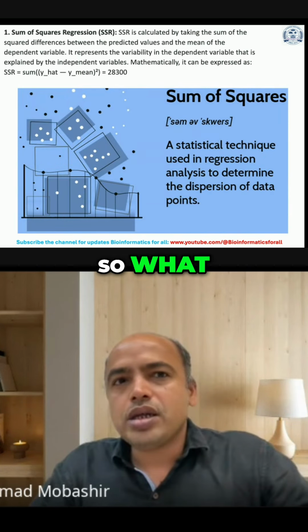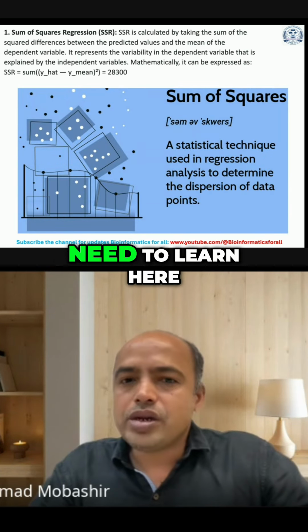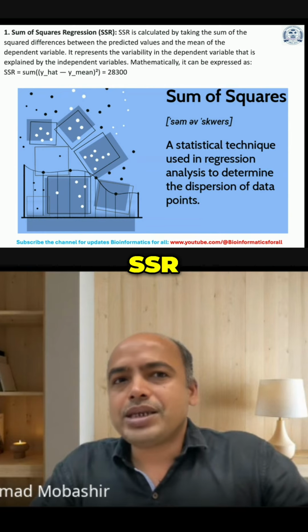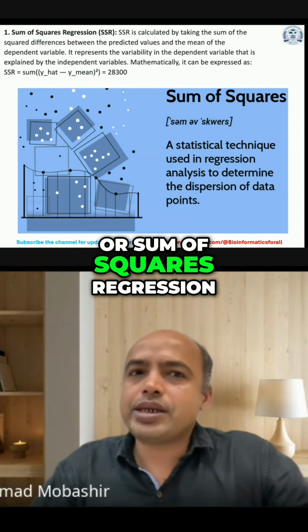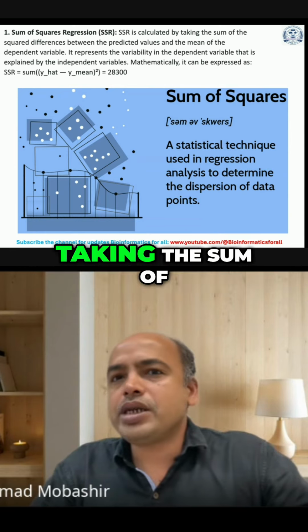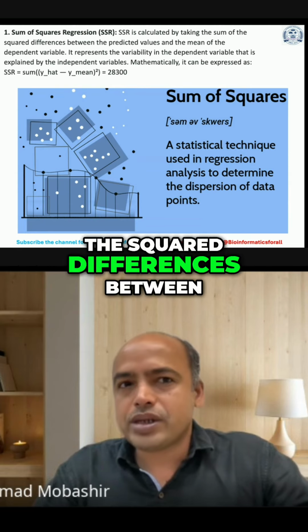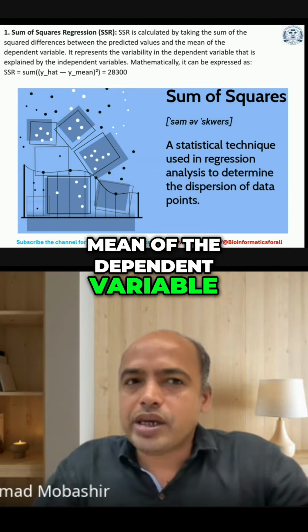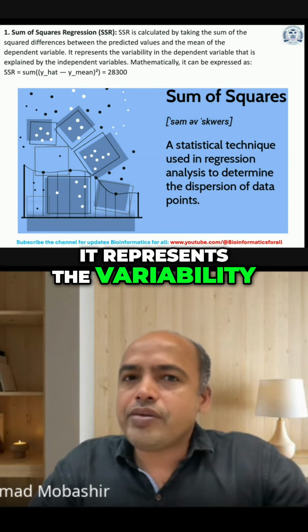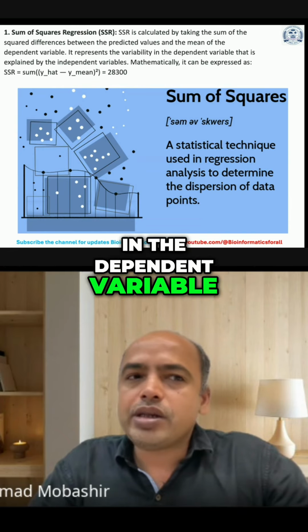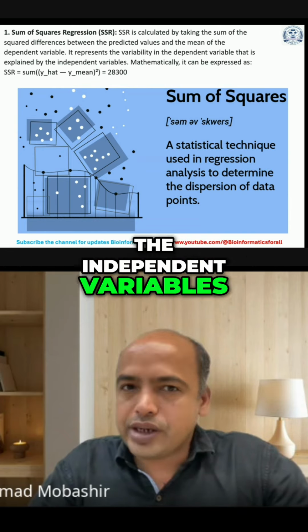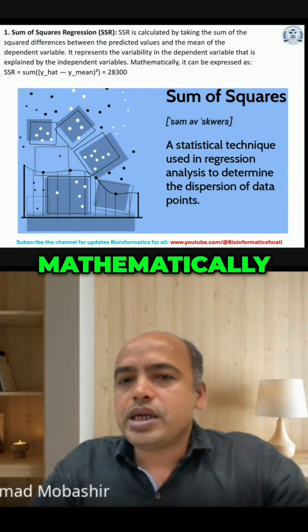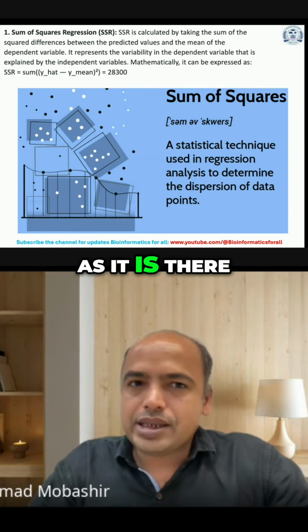So what are the details we need to learn here? For example, SSR or sum of squares regression, which is calculated by taking the sum of the squared differences between predicted values and the mean of the dependent variable. It represents the variability in the dependent variable that is explained by the independent variables. Mathematically, it can be written as it is there.